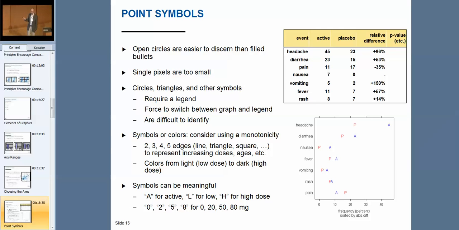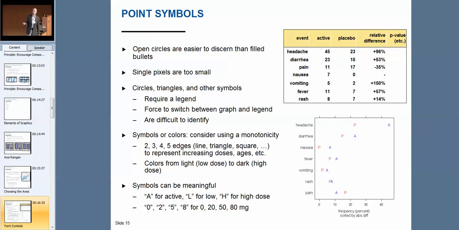It's not very intuitive, and you're always switching back and forth between the legend and the graph, which makes the interpretation or reading much more cumbersome. So one could try different things. One could, for example, use color or some sort of monotonicity. For example, one could use colors from light to dark, which means light is a light dose and dark is a high dose, something like that. That means the darker the color, the higher the dose.